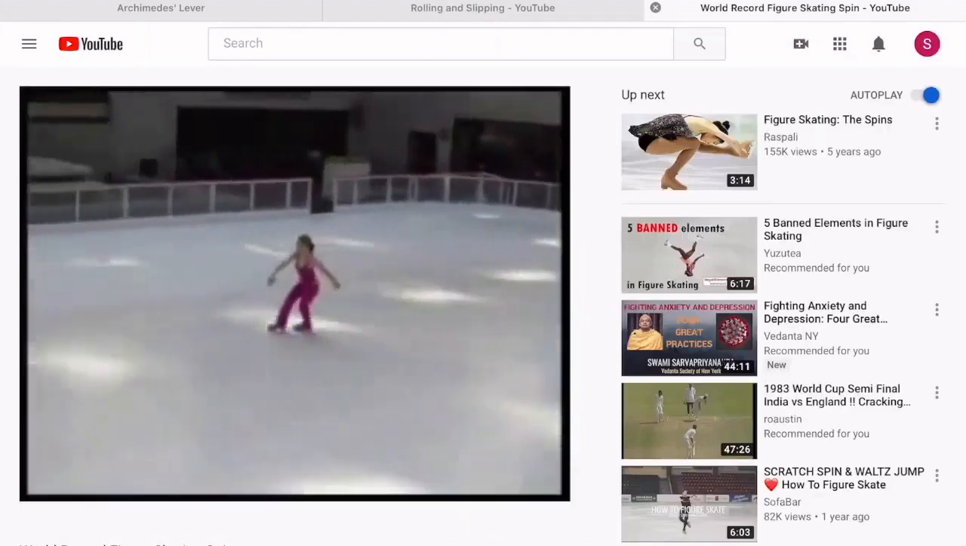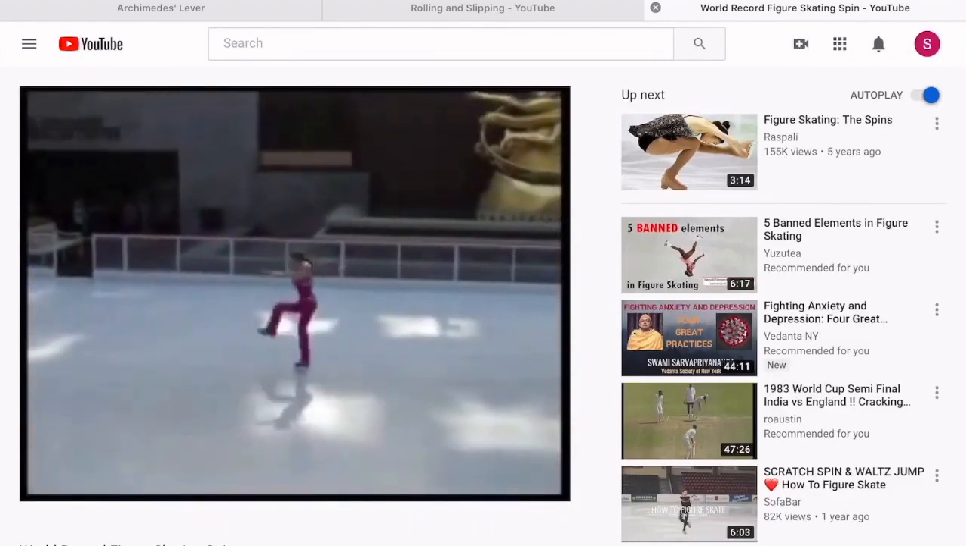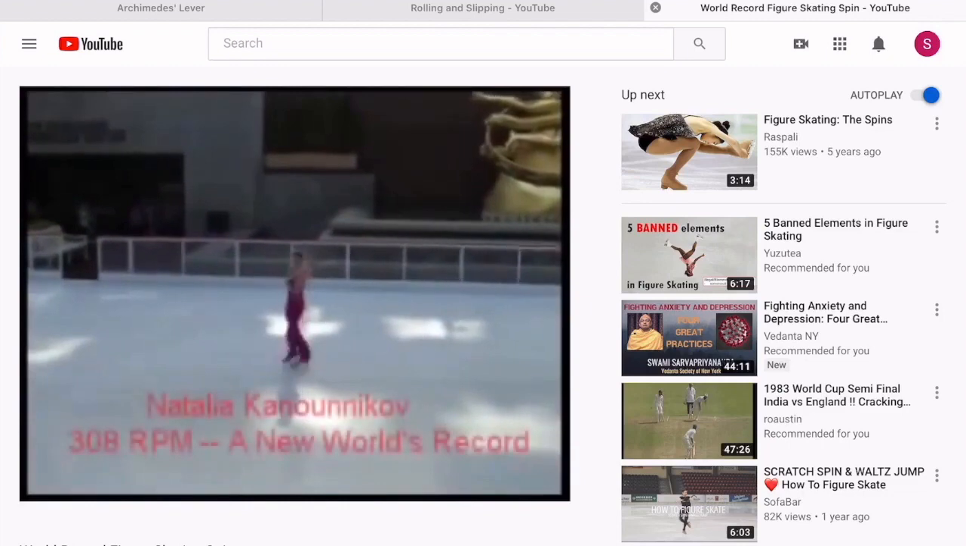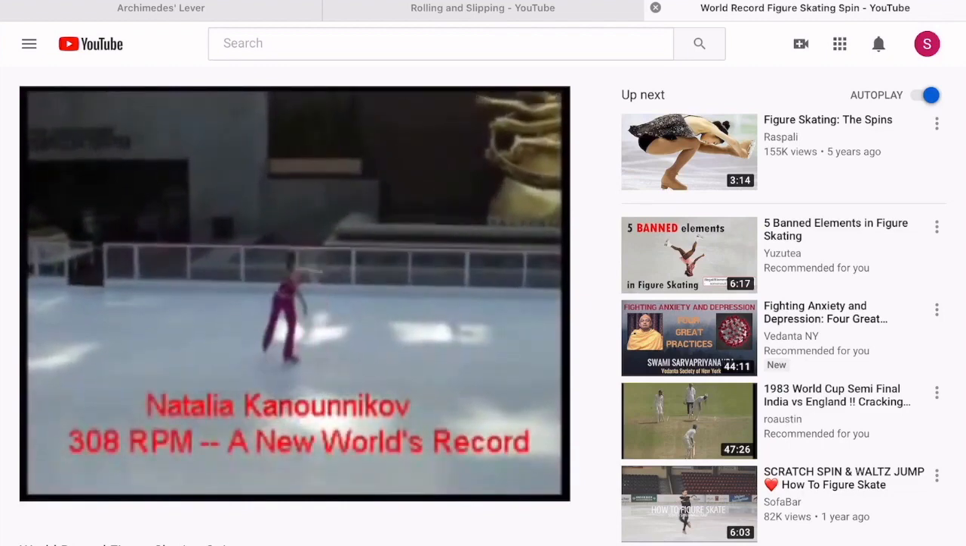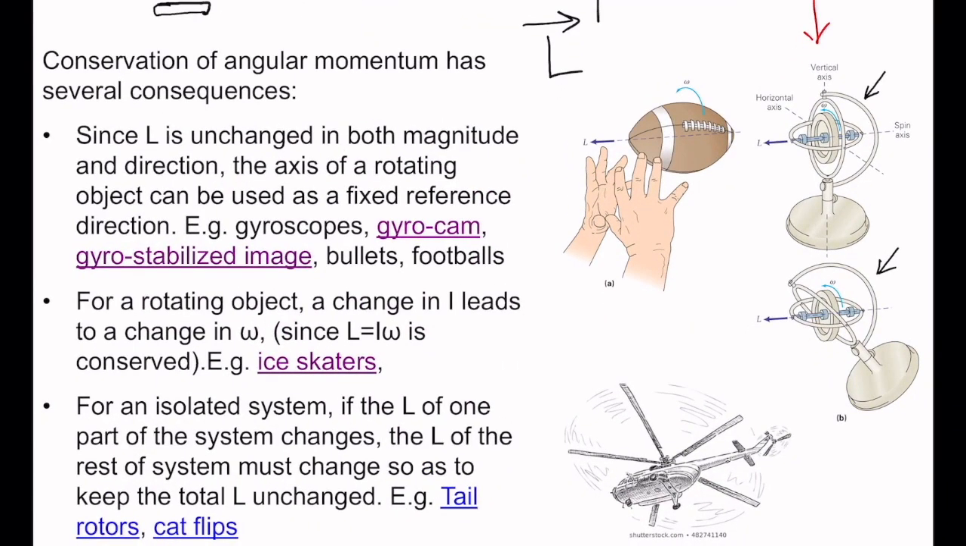Here's an ice skater, and I'll let you watch. So did you see what happened? She was at first spinning slowly, but she had her arms and legs spread out, and so her I was larger. Remember that more mass distributed away from the axis of rotation gives you a larger I. Then she brought her arms and legs close to her axis of rotation, and that made her I smaller. So her omega has to go up to conserve angular momentum, and so she started spinning really, really fast.